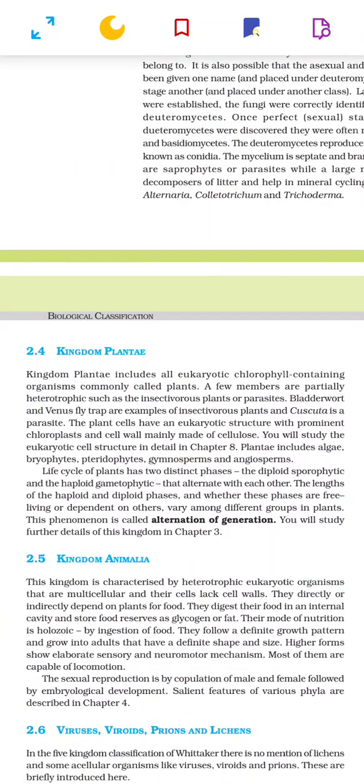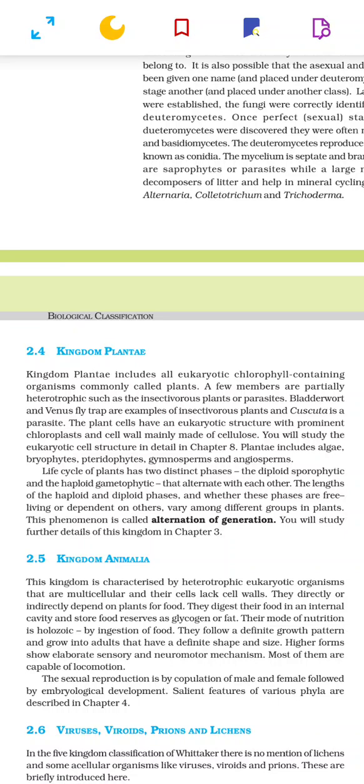2.4. Kingdom Plantae. Kingdom Plantae includes all eukaryotic chlorophyll containing organisms commonly called plants. A few members are partially heterotrophic, such as the insectivorous plants or parasites. Bladderwort and Venus flytrap are examples of insectivorous plants, and Cuscuta is a parasite. The plant cell has a eukaryotic structure with prominent chloroplast and cell wall mainly made up of cellulose. You will study the eukaryotic cell structure in detail in chapter 8.